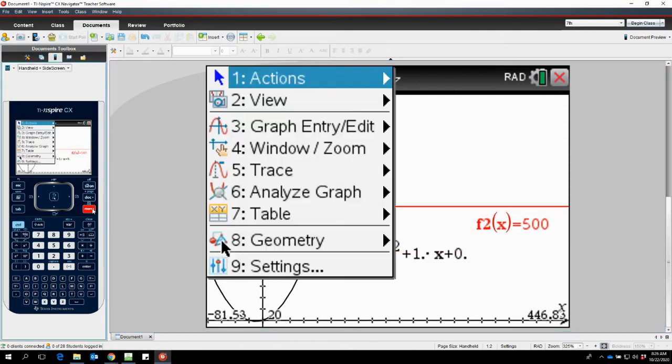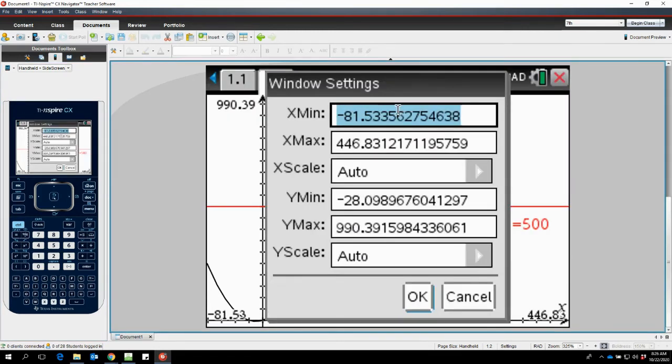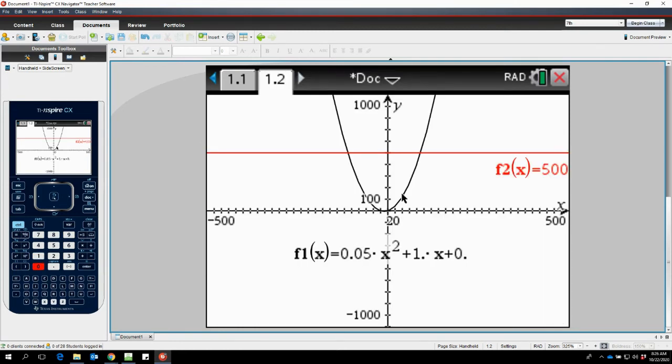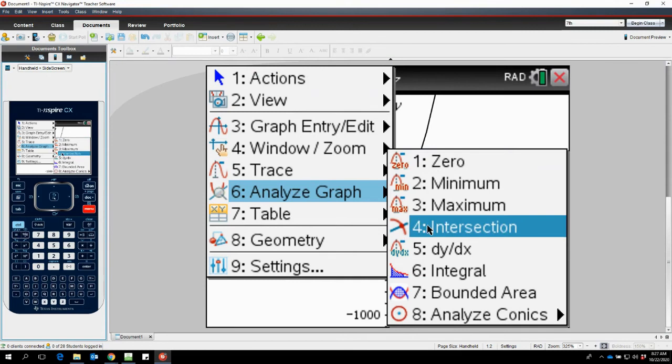Remember, you could also go to Menu, Window Settings, and try to fix this. I don't know, let's see, -500, 500, and then let me just do -1,000 to 1,000. I was just playing with it. There you go. I'm only interested in the positive intersection because x can't be a negative speed. So I'm just going to be over here in the positive intersection. Menu, Analyze Graph, Intersection.